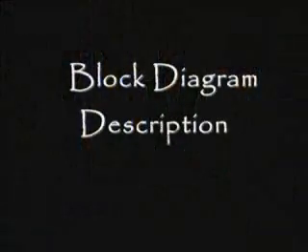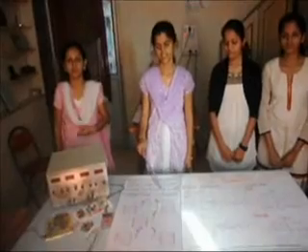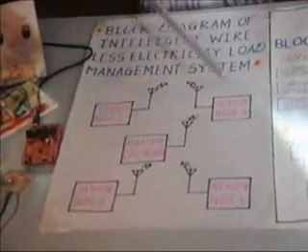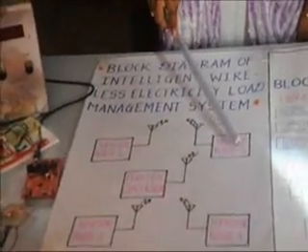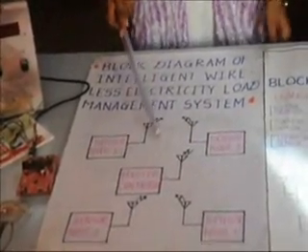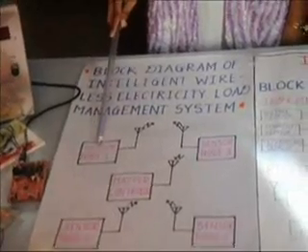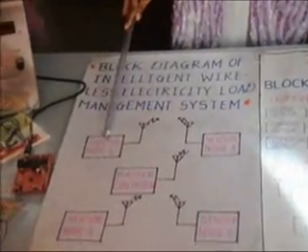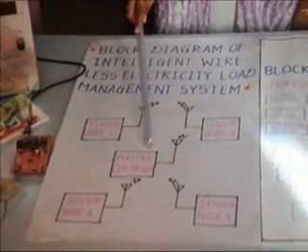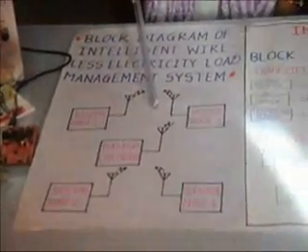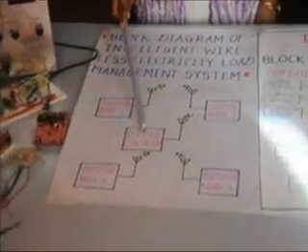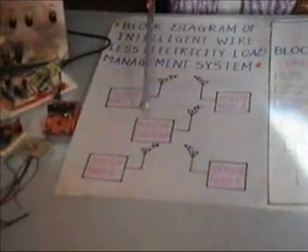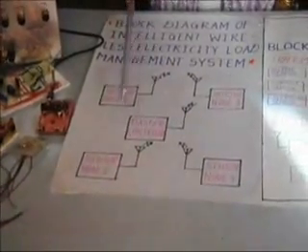Our project is the Intelligent Wireless Electricity Load Management System. This is the block diagram of the system. Here we can see different sensors such as sensor node 1, sensor node 2, sensor node 3 and sensor node 4, which are situated at various places in the industrial area. Parameters such as current, voltage and electricity are measured at the sensor nodes and passed to the master controller wirelessly using an RF module. The master controller checks the parameters, calculates their readings and takes action accordingly.